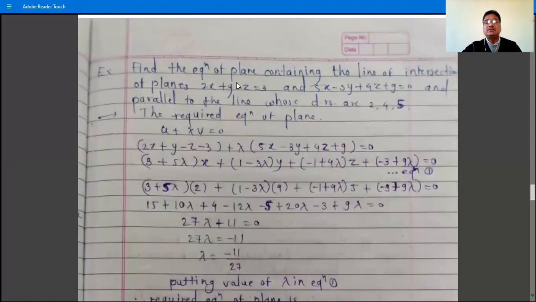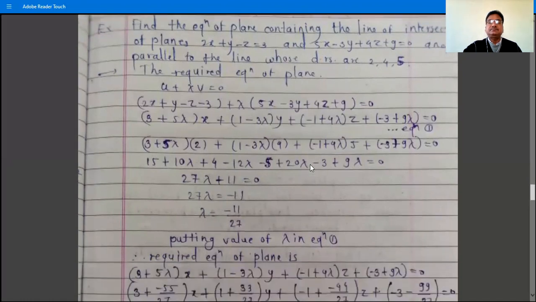The required equation of plane is 2x plus y minus z minus 3 plus lambda times 5x minus 3y plus 4z plus 9 is equal to 0. Then collect the coefficients of x, y, z. The coefficient of x is 2 plus 5 lambda. The coefficient of y is 1 minus 3 lambda. The coefficient of z is minus 1 plus 4 lambda. And the constant coefficient is minus 3 plus 9 lambda, is equal to 0. This is equation star.